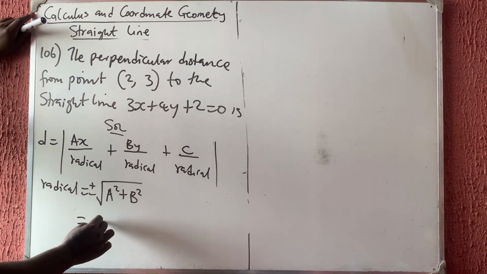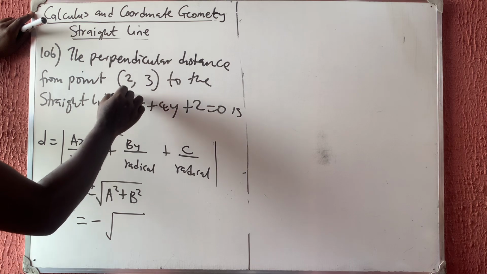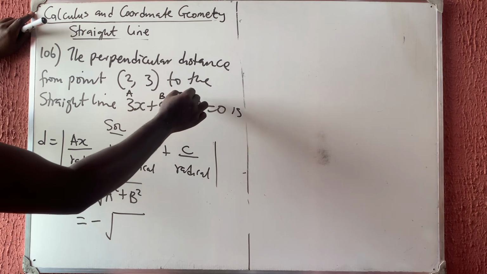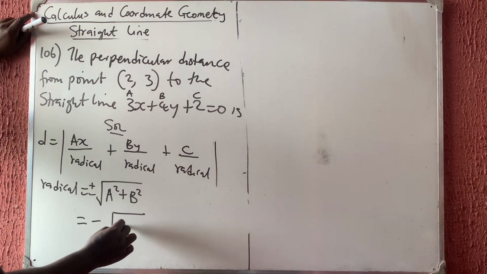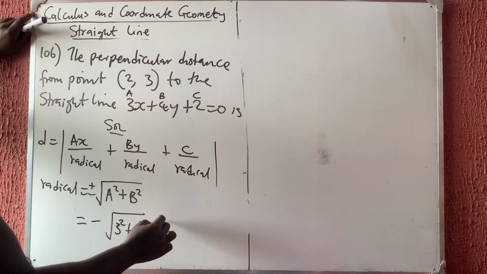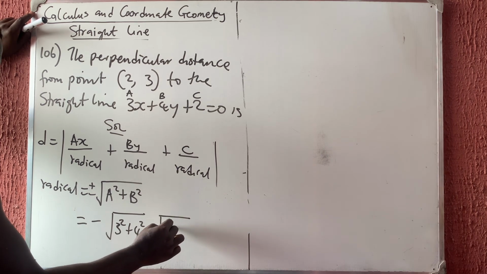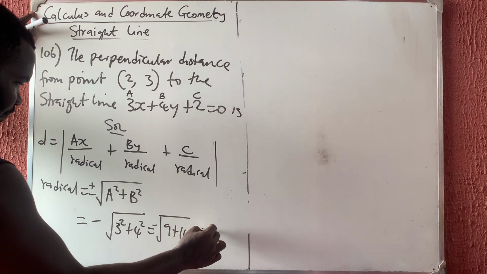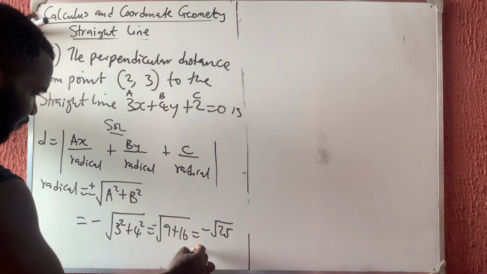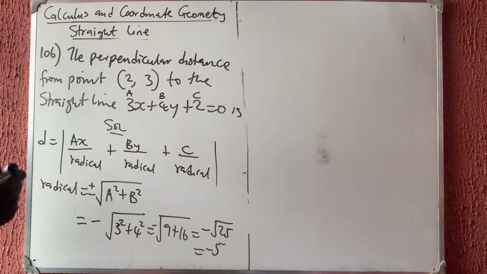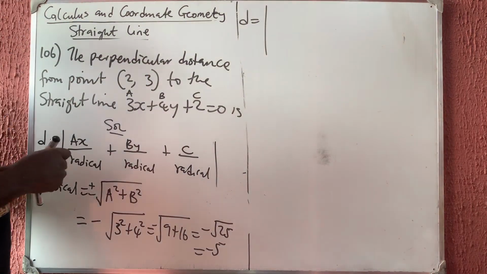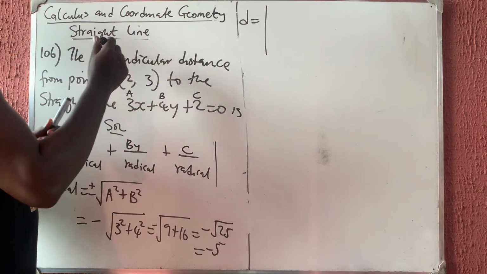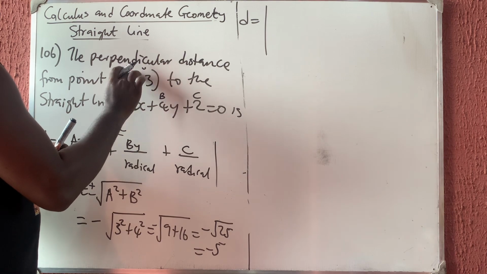So my radical is now minus the square root of, don't forget that this is your a, this is your b, and this is your c. So I have minus the square root of 3 squared plus 4 squared, which is minus the square root of 9 plus 16, which is what? Minus the square root of 25, which is what? Minus 5. My radical is minus 5. So the distance will now be equal to, don't forget that this is your x and y.